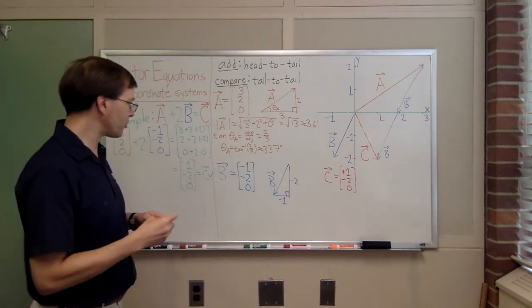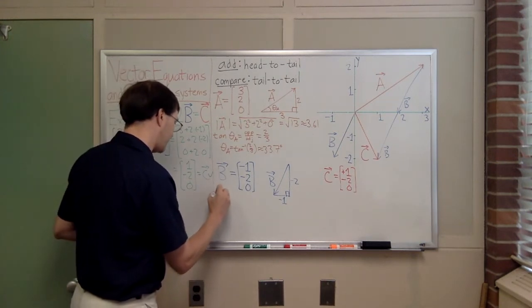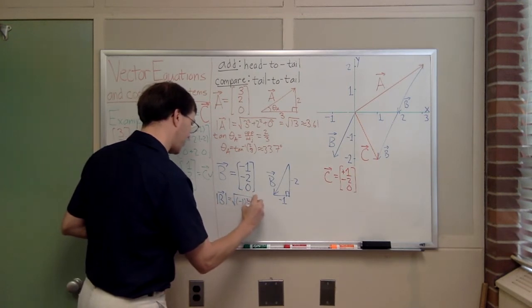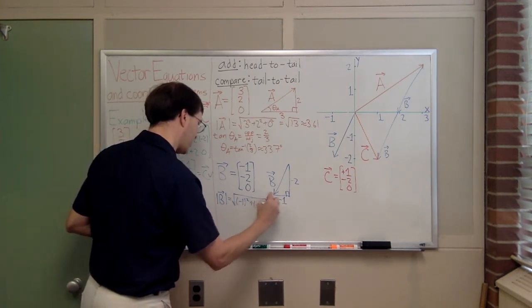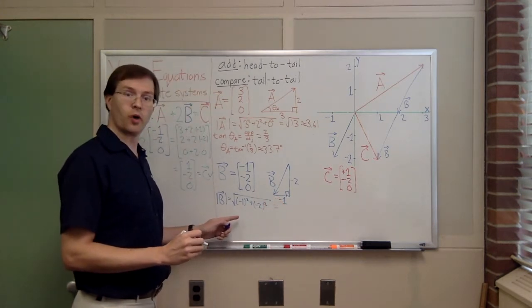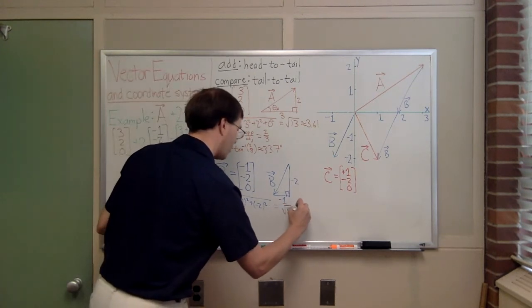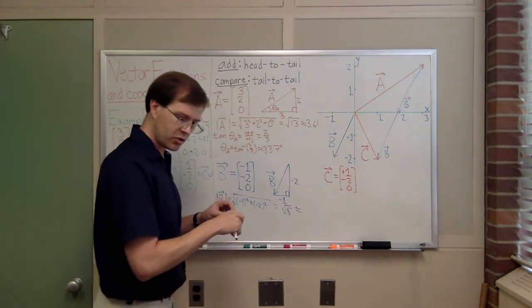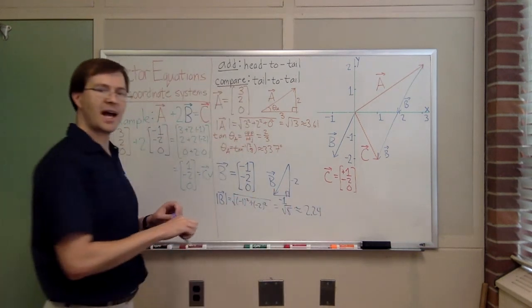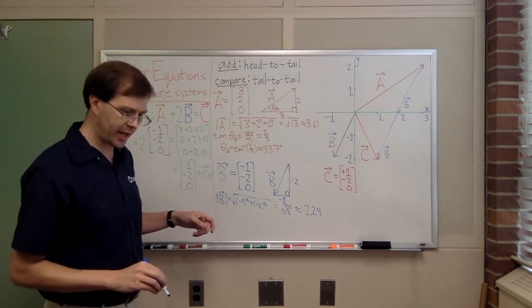And so I can go through and say, same questions. What's the magnitude of B? Well, the magnitude of B is going to be the square root of -1 squared plus -2 squared plus 0 squared. Again, -1 squared is +1, -2 squared is +4, so this is the square root of 5, which is about 2.24.